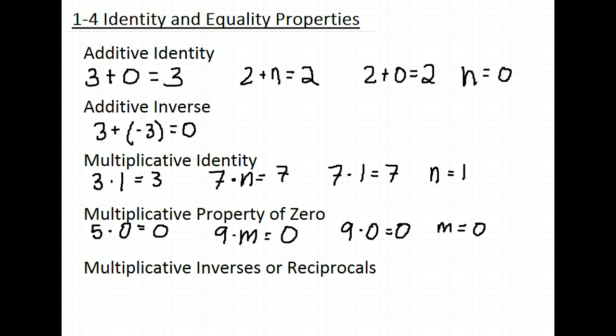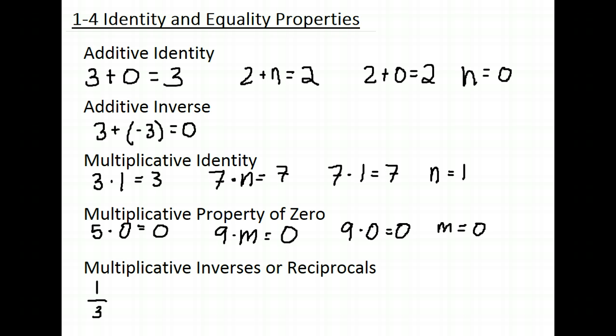And then the last one is the multiplicative inverse, or reciprocals. So if we have a fraction and we multiply it by its reciprocal, the product is 1. So what does this mean? This means if we have a fraction, let's say we have 1 over 3.